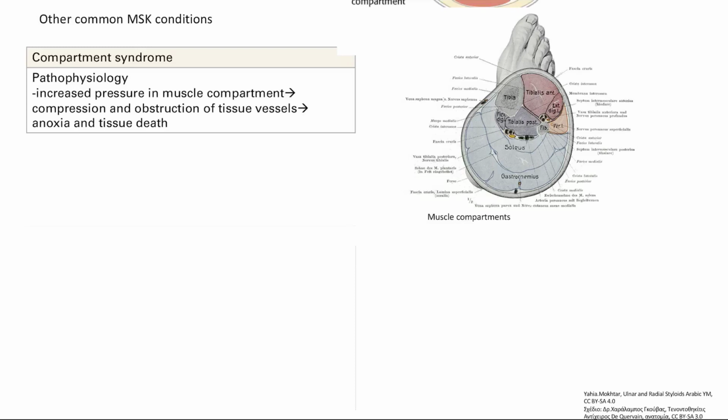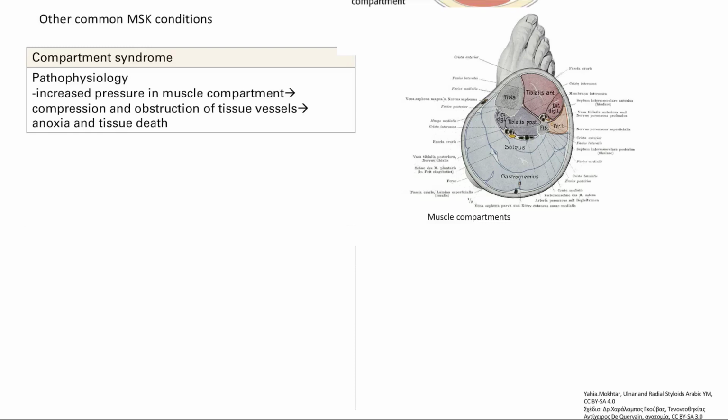I'm going to talk about a couple other common MSK conditions. First is compartment syndrome. This is a very important disease. It's a surgical emergency. And this is due to increased pressure in the muscle compartment. And that can be often after surgery.